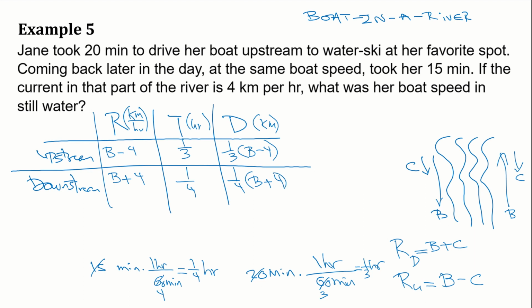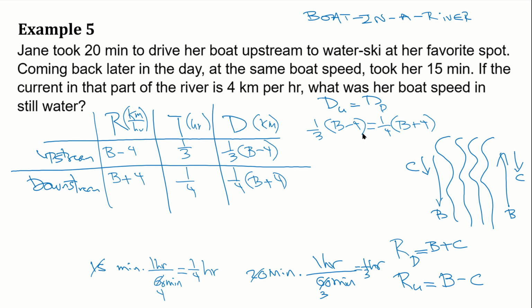So I want you to think for a minute about the relationship between these two distances, right? Remember, she's going from point A to point B and then coming back from point B to point A, right? So these distances are what? They're the same. In other words, we know that the distance upstream is the same as the distance downstream. So that's where our equation is going to come from. 1/3 times B minus 4 is going to be equal to 1/4 times B plus 4.